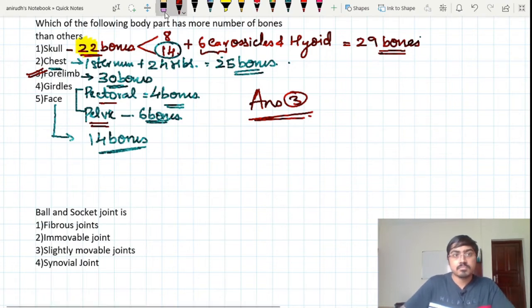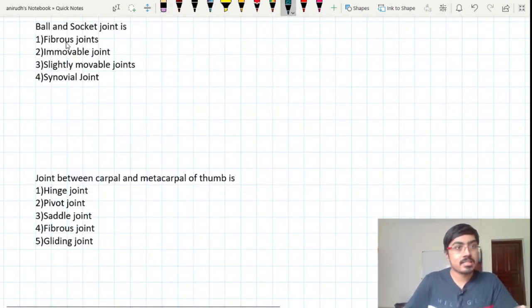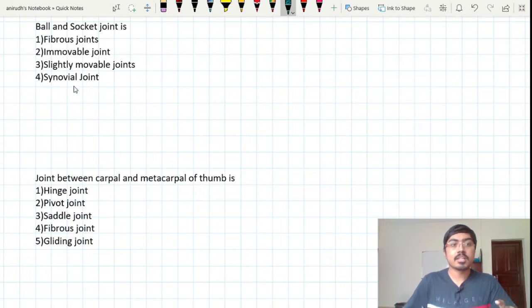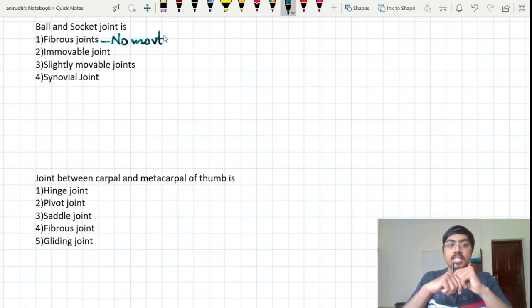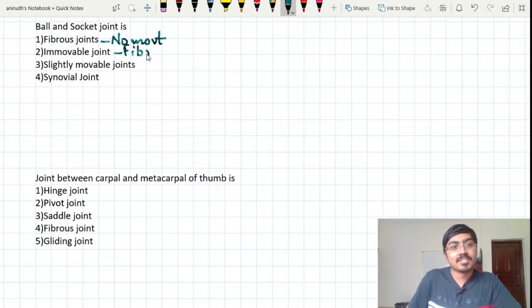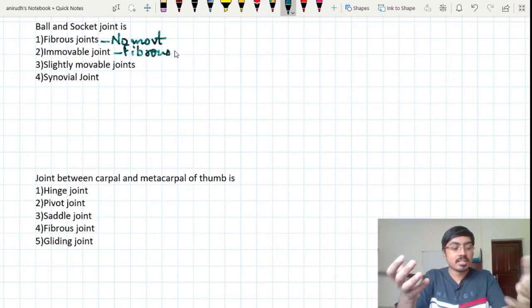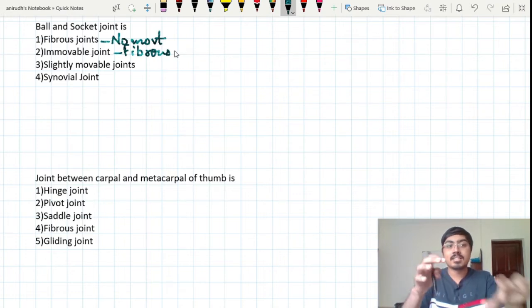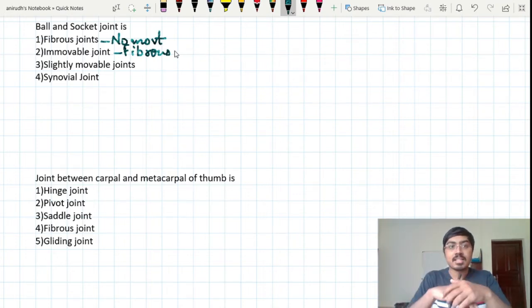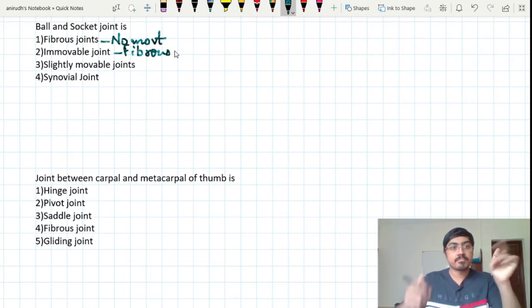Now, ball and socket joint is fibrous, immovable, slightly movable, or synovial joint? Fibrous joint, there is no movement. The 2 bones are separated by dense fibrous connective tissue. So, fibrous joints are those joints which are immovable. There is no mobility. There is no movement between the bones. And an example is the skull sutures.